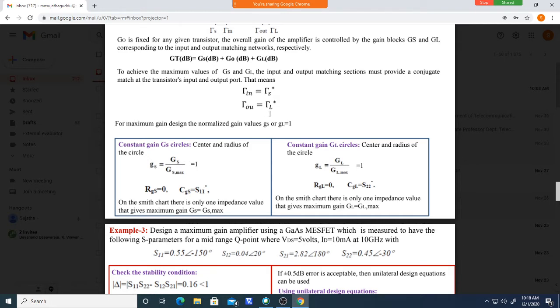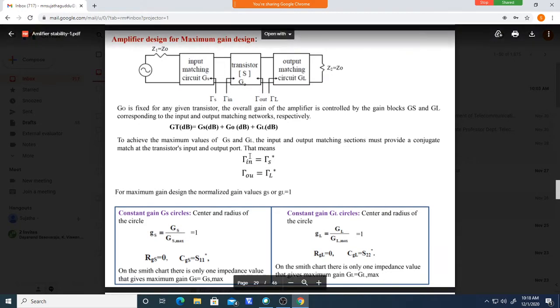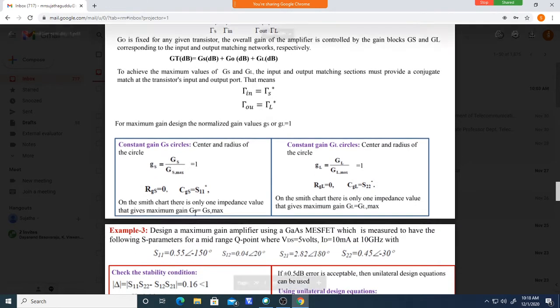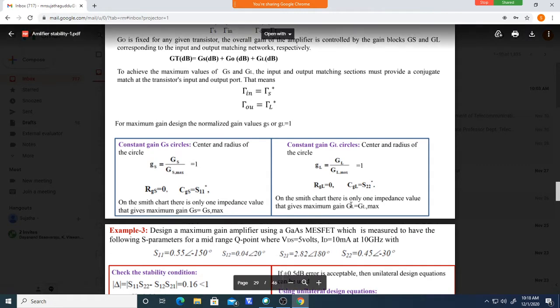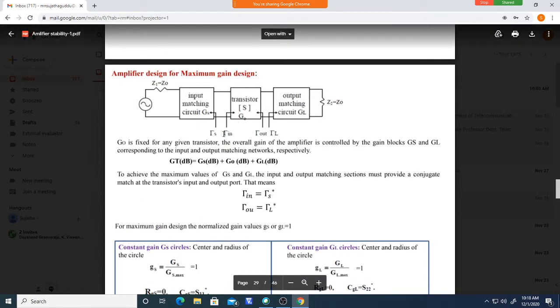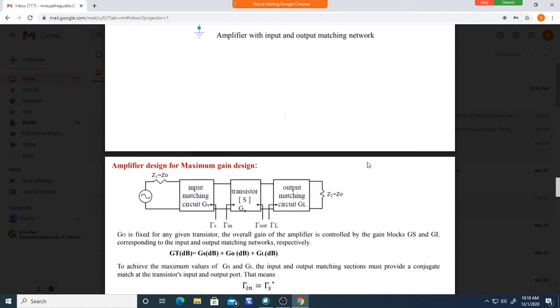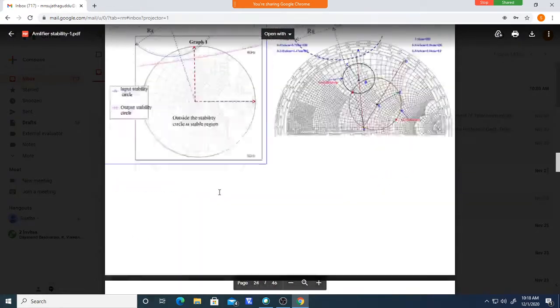So what is the maximum gain you can get for that condition? That is GS maximum and GL maximum. You already did it. For maximum power transfer, GS is equal to GS maximum and GL is equal to GL maximum. We know how to calculate GS maximum and GL maximum. If you set tau in equal to the complex conjugate of tau s, and tau out equal to the complex conjugate of tau L, maximum power will be delivered. What is the maximum power delivered? You can see the equation here.